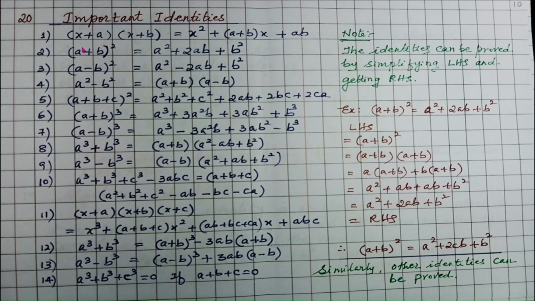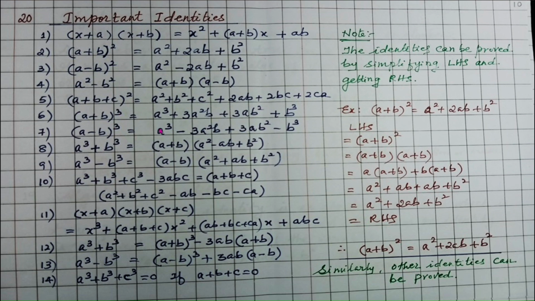Now the first identity is (x plus a) into (x plus b) is x square plus (a plus b) into x plus ab. (a plus b) whole raised to square is a square plus 2ab plus b square. (a minus b) whole raised to square is a square minus 2ab plus b square. a square minus b square is equal to (a plus b) into (a minus b). (a plus b plus c) whole raised to square is equal to a square plus b square plus c square plus 2ab plus 2bc plus 2ca.